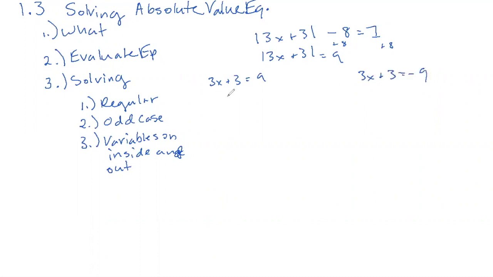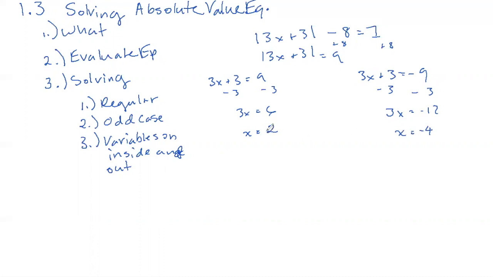Okay, and so then we subtract 3 from both sides. You end up with 3x equals 6. Therefore, x equals 2. Why? Because if we divide both sides by 3, x would be equal to 2. If we subtract 3 from both sides over here, we've got 3x equals -12. So then x equals -4. Why? Because -12 divided by 3, of course, is -4.